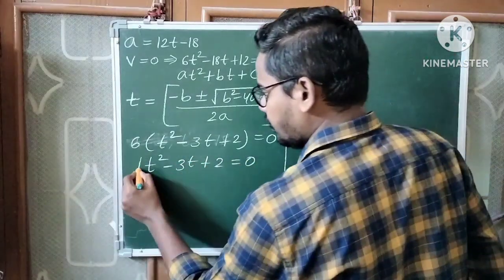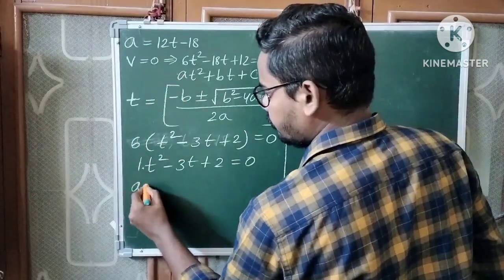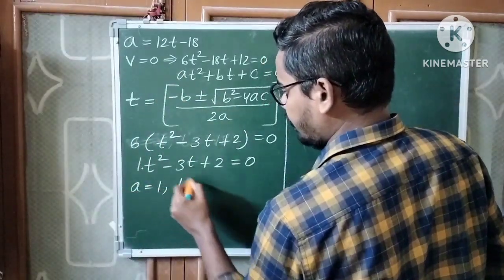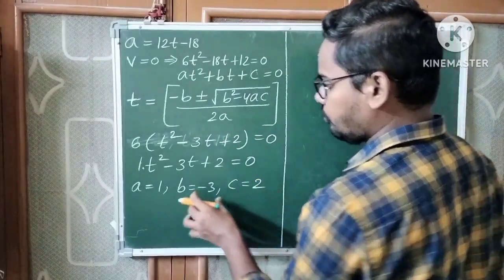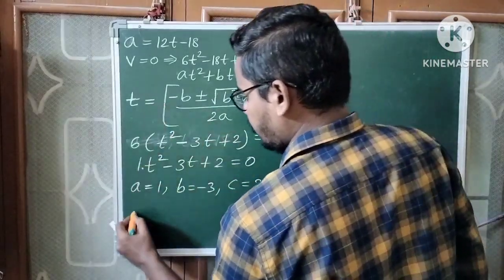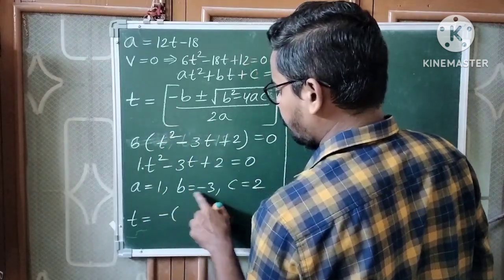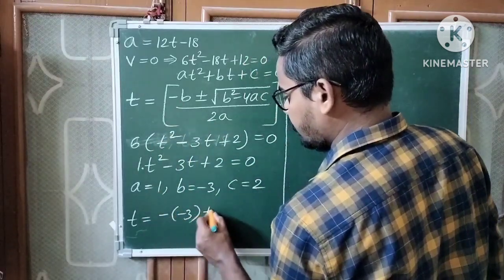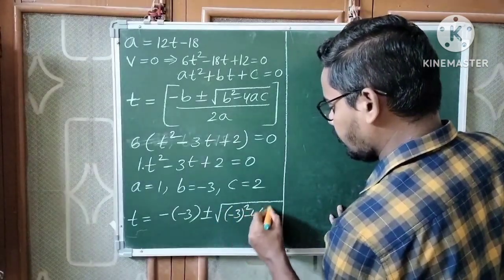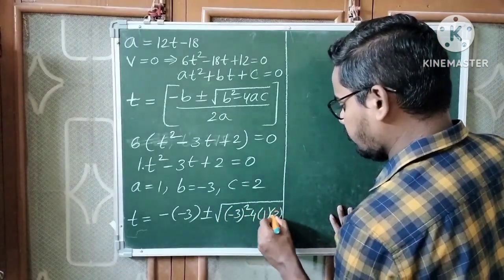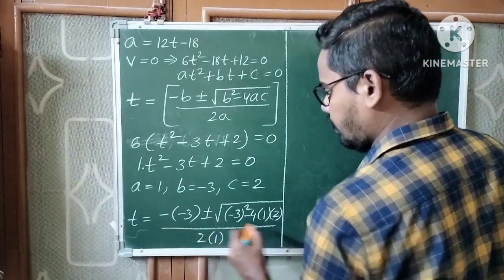Now what is a? Compare this one: a is equal to 1. b is equal to -3. Now c, the constant term, is what? c is equal to 2. Now substitute all these values in this formula. t = -b, minus of b value -3, minus of minus 3, plus or minus root of b², (-3) whole squared, minus 4ac, a value 1, c value 2, all divided by 2a, 2 into a value 1.